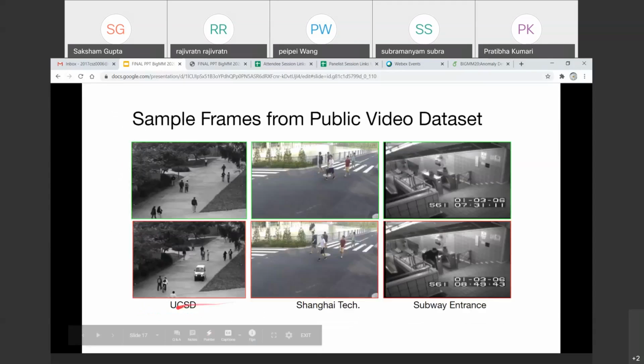These are some sample frames from the publicly available video datasets. The first column is the UCSD dataset. The presence of a cart shows abnormality. Here people are throwing a bag, which is an abnormal situation in ShanghaiTech. And this column shows frames from the subway entrance dataset. This was recorded in the subway. There a vehicle comes and people go from right to left to catch the vehicle, and the authors manually walk from left to right to create an anomaly of wrong direction.